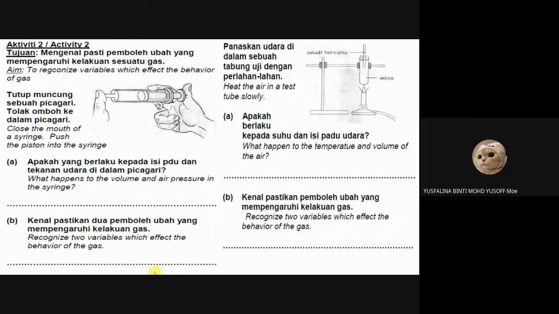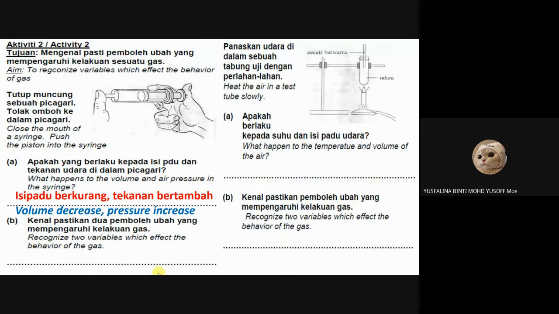Let's see here. It says to recognize the variables which affect the behavior of the gas. Let's say you have a syringe. You close the end of the syringe with your thumb, closing the mouth of the syringe, and then you push the piston into the syringe. You see what happens to the volume and the air pressure in the syringe. The volume will decrease.